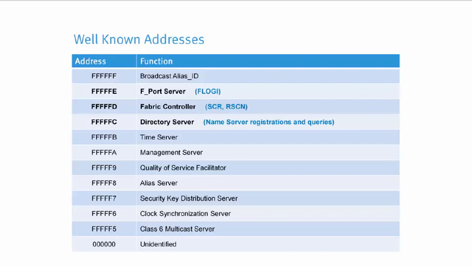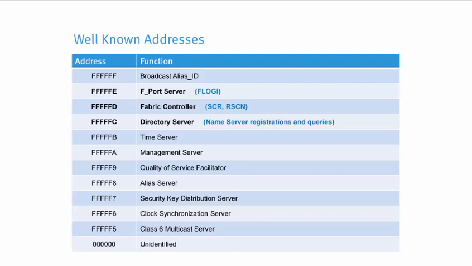The three most common well-known addresses are: FFFFFE is the address for Fabric F_port service. FFFFFD is the address for Fabric Controller service. FFFFFC is the address for Directory server, often called the name server.